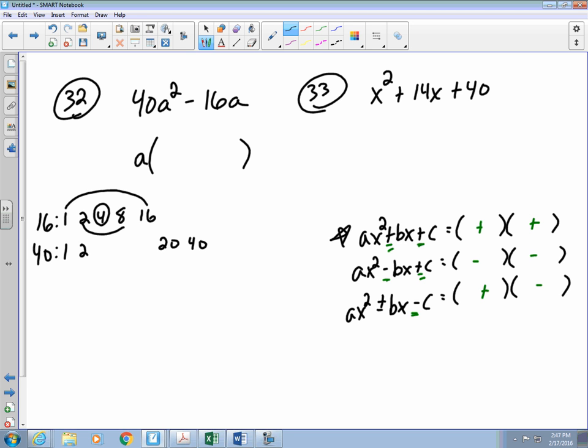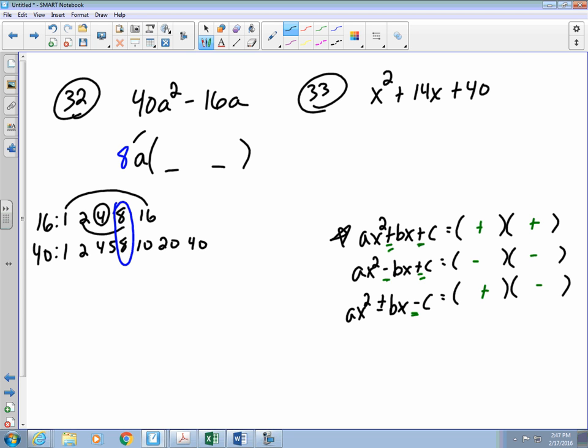3 doesn't go into it. 4 and 10 goes into it. And last but not least, 5 and 8. So that one had a lot. Now you see they both have a 4, but the largest one that they have in common is an 8. So that's how we figure out the greatest common factor, is the largest factor between them. And now it's the distributive property backwards.